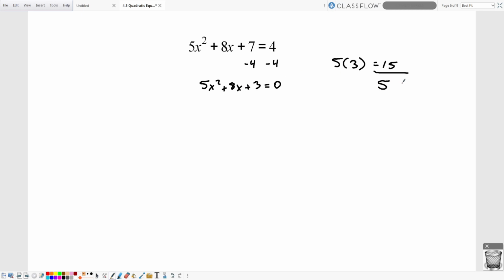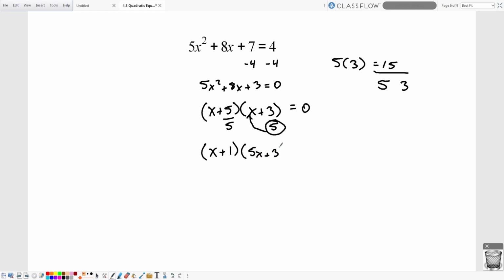Well, luckily enough for us, 5 and 3 work. So we say x plus 5, x plus 3. Because this is a case 2 though, I need to take my a value and set up fractions, simplify them if I can. So the first one does simplify to x plus 1. The second one will not simplify. We're left with a fraction, so we move the 5 in front of the x, and you get 5x plus 3 is equal to 0.